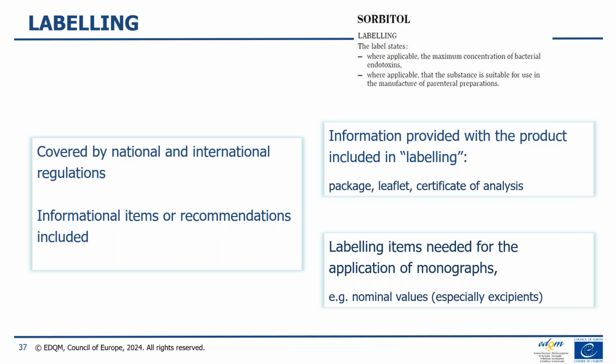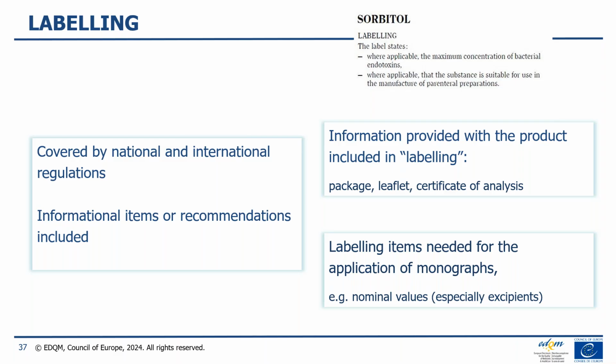The labeling section is generally covered by national regulations and international agreements. It is not always present in individual monographs. And usually it contains informational items, or it may include some recommendations. However, for the purpose of the pharmacopoeia, there are statements that are necessary to demonstrate compliance or non-compliance with a monograph, and those statements are mandatory.